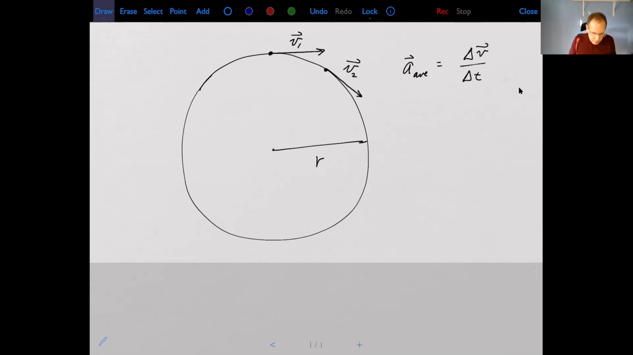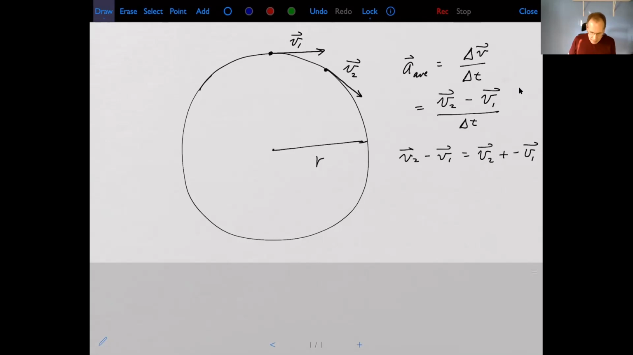Okay, so to figure this out, remember I can write delta v as v final minus v initial. So in this case, I'll call it v2 minus v1, over delta t. And then v2 minus v1, I can write as v2 plus a negative v1. When I subtract vectors, it's the same as adding the opposite of that second vector. So what does that look like?